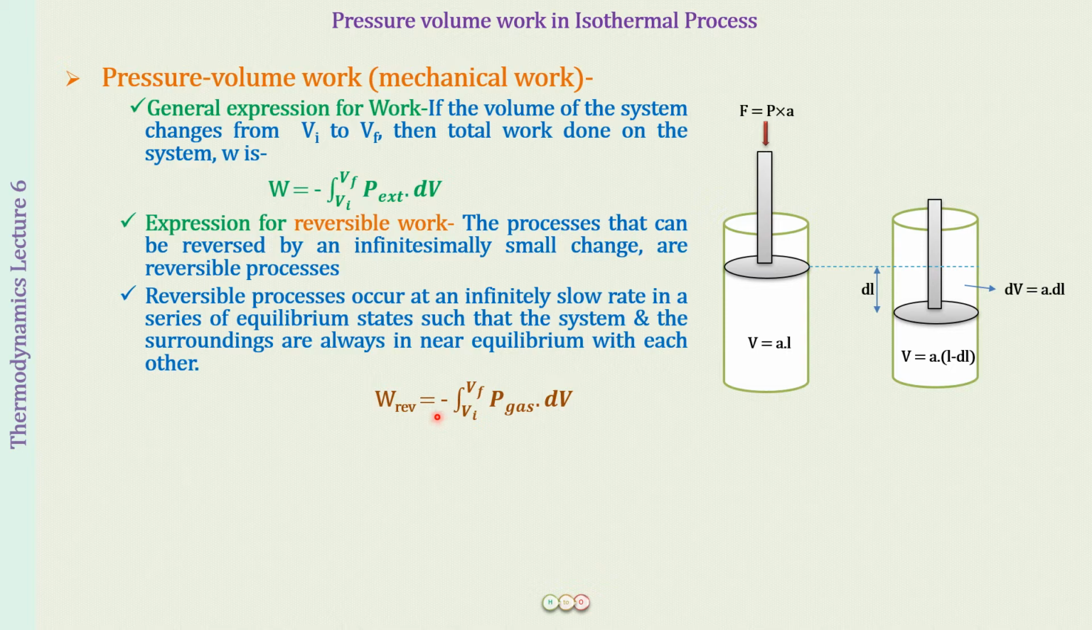Okay, so what this means is that in the reversible process, what we always find is that the external pressure and the pressure of the gas are very close to one another. The values are almost similar. So we can say that P external is almost equal to P gas. That is why this has come over. Okay, so minus the integral from Vi to Vf of P gas dV is what we have for work reversible.